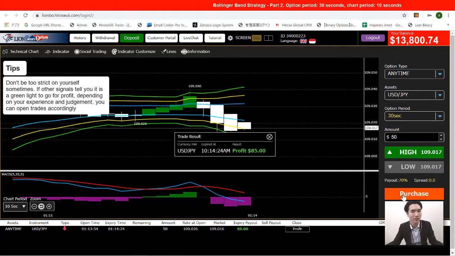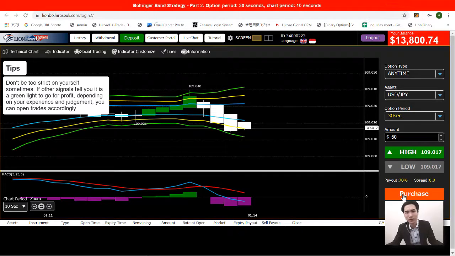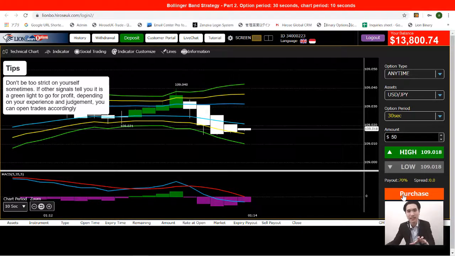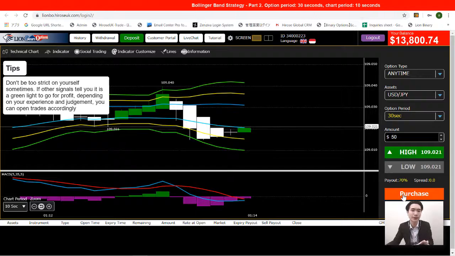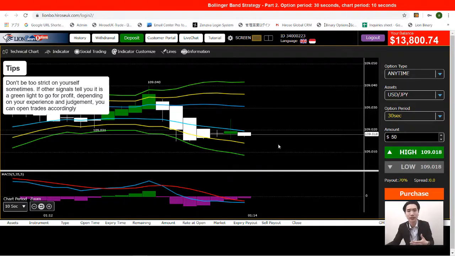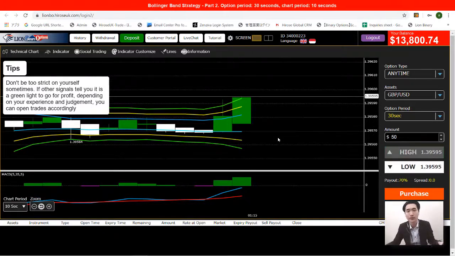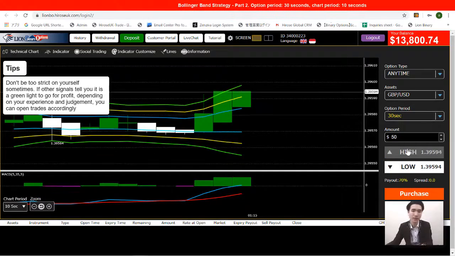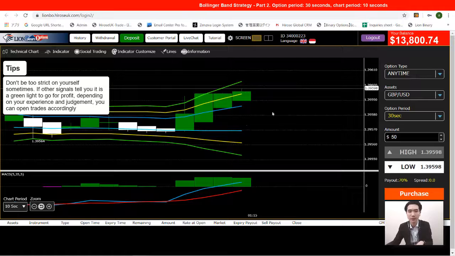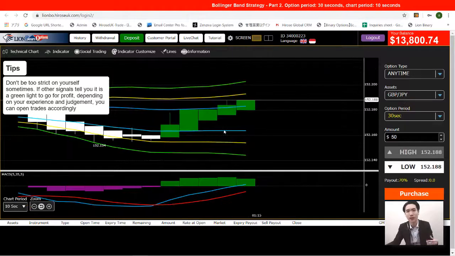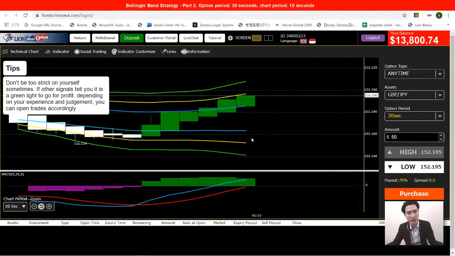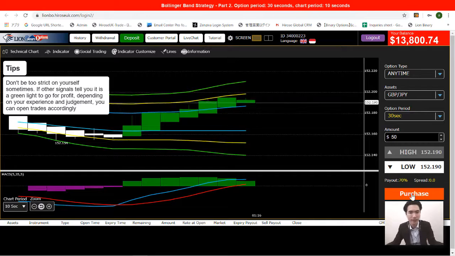So again, sometimes you just can't be too strict on yourself. If you see a certain signal, and you think that the price might be heading in your direction, then it's okay to place your trade based on your own judgment. So just adjust the strategy a little bit and make it your own.